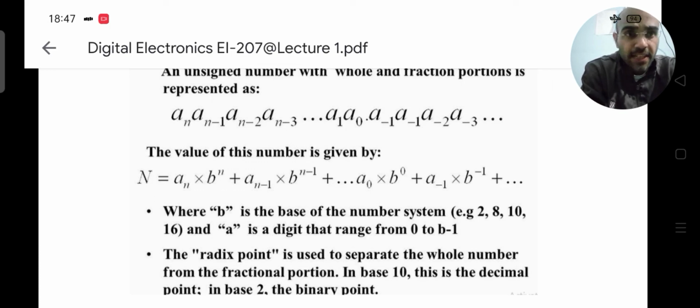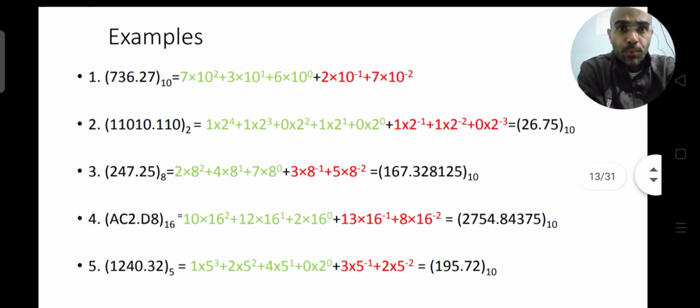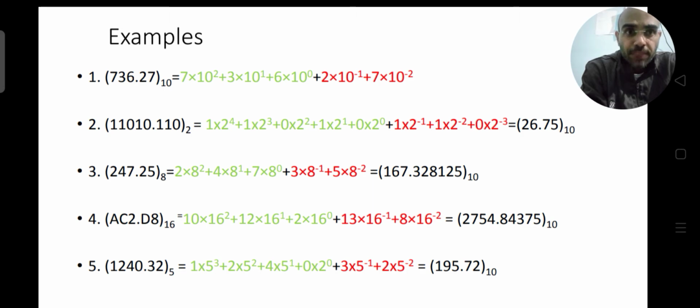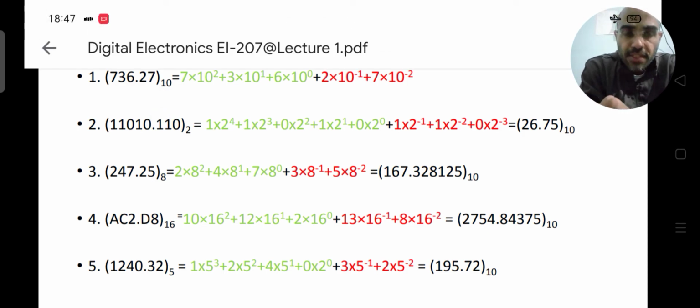Now let us understand this with the help of an example. Let's suppose I have a number in the binary number system and I want to convert this number into the decimal number system. The given number in binary number system, the second example, is 11010.110 in base 2.